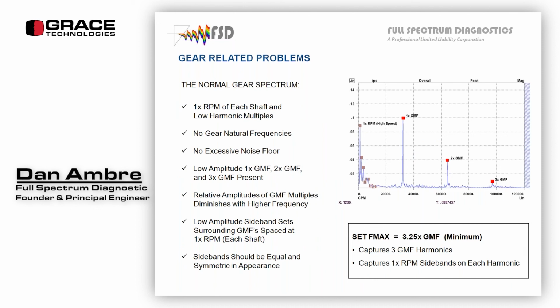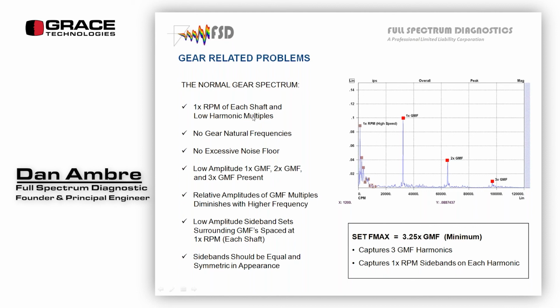Okay, normal gear spectrum, you're going to have gear mesh frequency. It's going to be in a low amplitude like this, and it's going to tail off. So we're going to take a high enough frequency range that we can see 1, 2, and 3 times gear mesh, those 3 multiples. They're going to follow this type of trend, kind of an exponential decay of energy. I should see 1 times RPM of the shafts in here. It's not my real concern in this spectrum. I'm more concerned with the gear meshing.